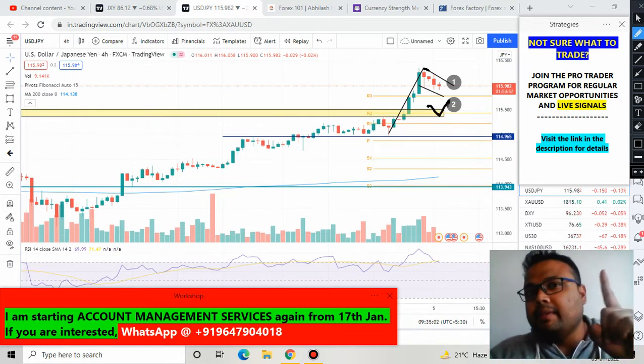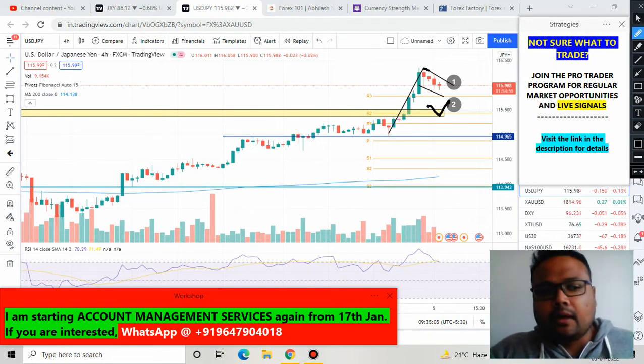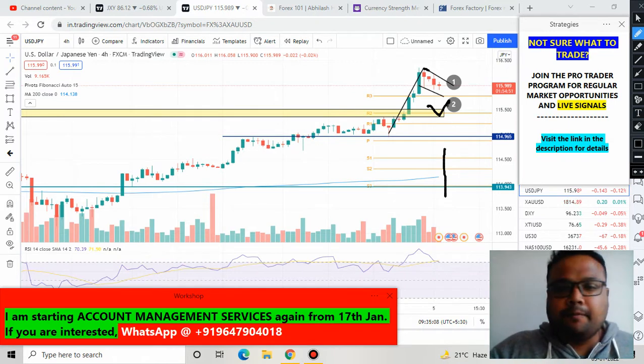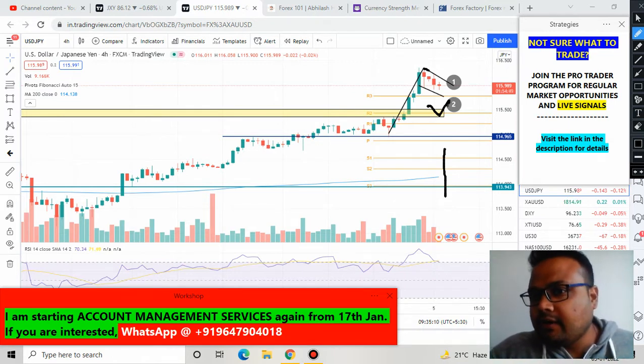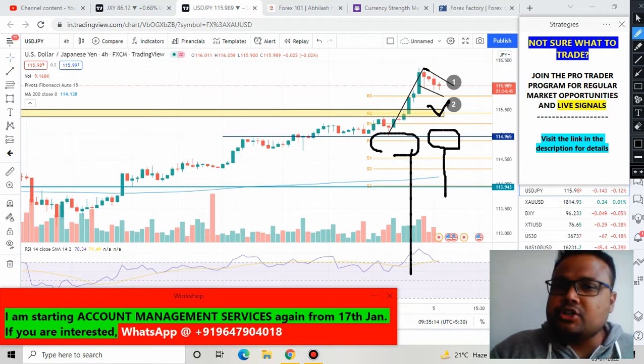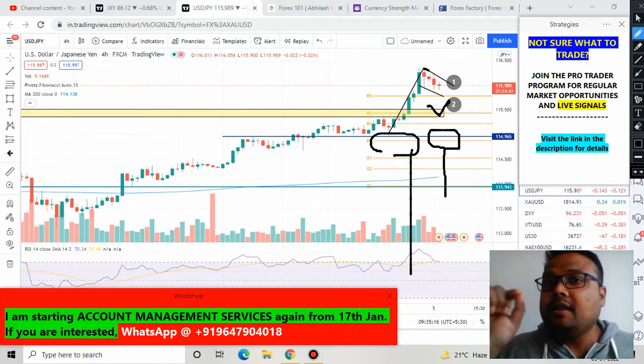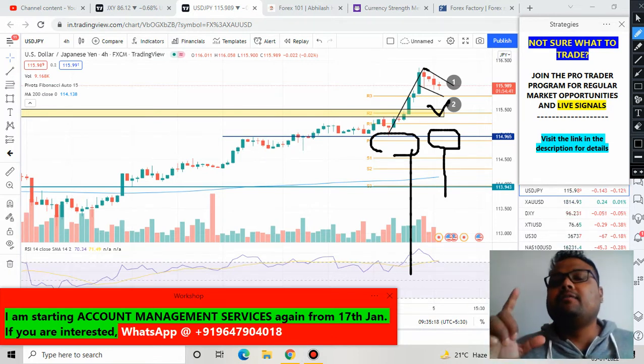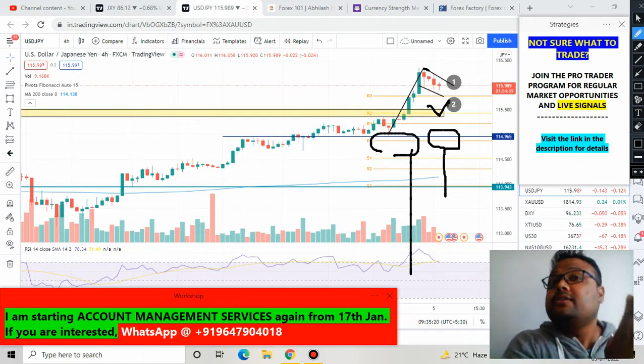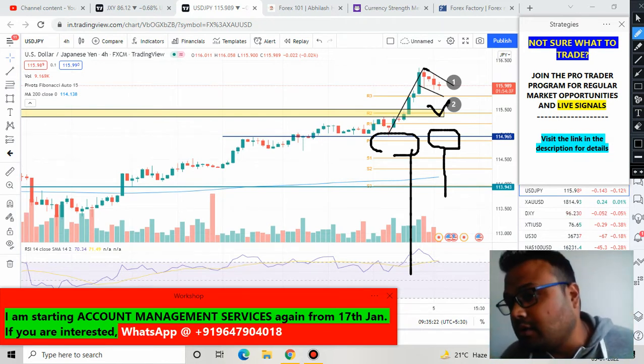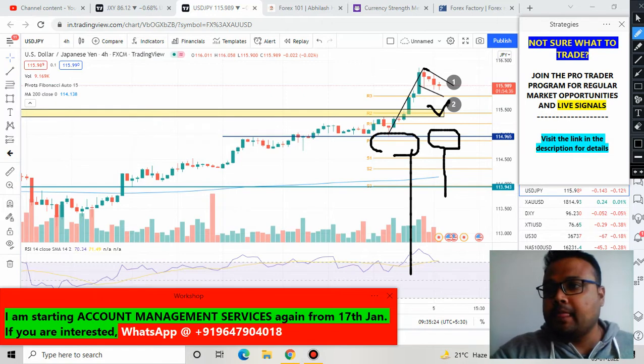Keep in mind, confirmation is important because we cannot be sure about the support and resistance level. What is the confirmation? If the market forms a hammer pattern, or if you see a bullish pin bar or bearish engulfing pattern at 115.50, then you'll get the confirmation that yes, the previous resistance has become the new support and you can go for buy. Clear?